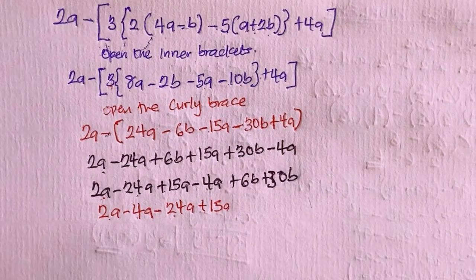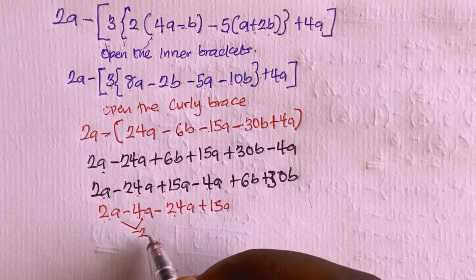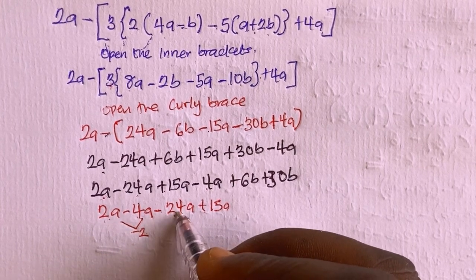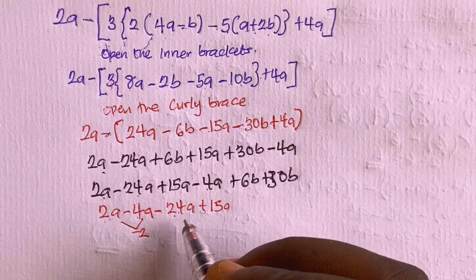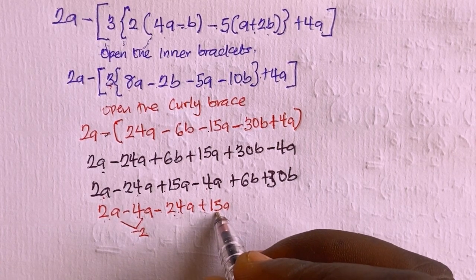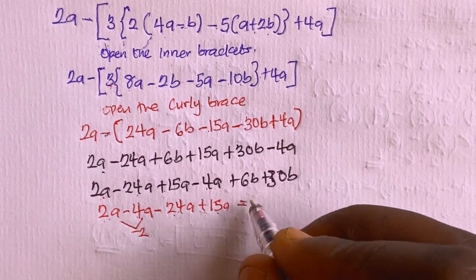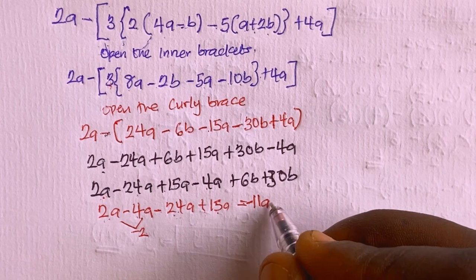Now, first thing is that I'll start from here. 2 minus this actually gives me minus 2, right? I'm having minus 2 here. Then minus this is actually minus 26. So minus 26 plus 15a. That's giving what? Minus 11a. So everything here I'm having minus 11a as a result.